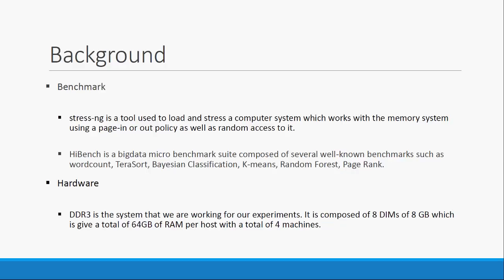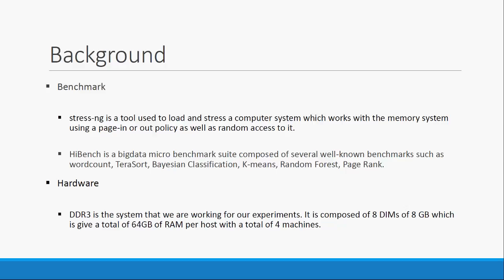Next, background associated with benchmark and hardware. On the benchmark side, we have StressNG, which is a tool used to load a computer system, which works with the memory system using page in or out policies, as well as random access to it. This benchmark helps to baseline the DFS experiment. We have as well HiBench, which is a big data micro benchmark suite composed of several well-known benchmarks such as WordCount, TeraSort, Bayesian classification, K-means, random forest, PageRank, to cite some of them.